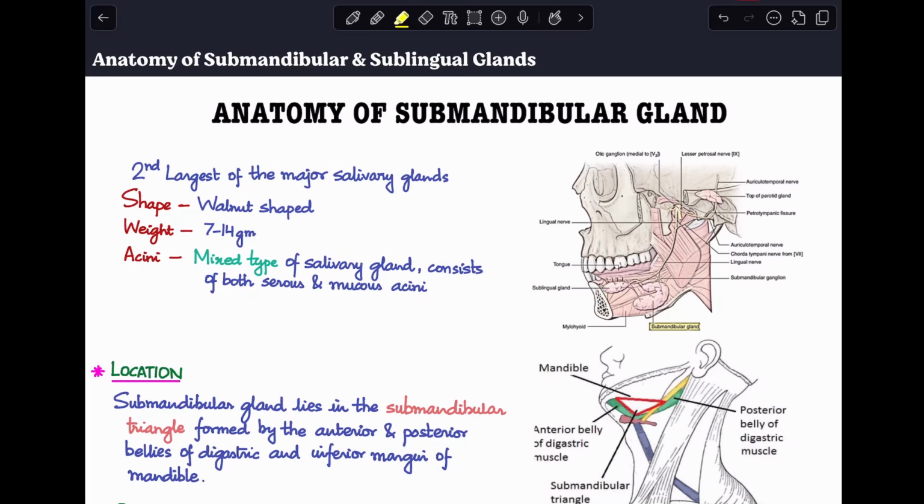Today we'll be discussing the anatomy of the submandibular gland and the sublingual gland. In my previous video, I already discussed the anatomy of the parotid gland. You can check it out separately. Today we'll be talking about the submandibular and the sublingual gland.